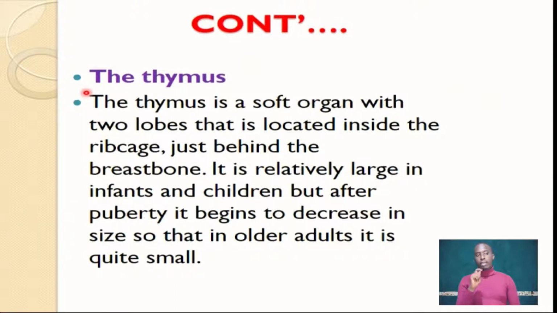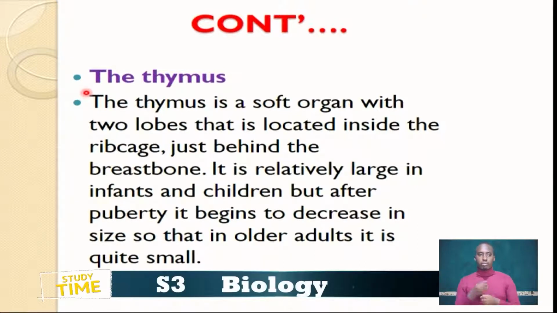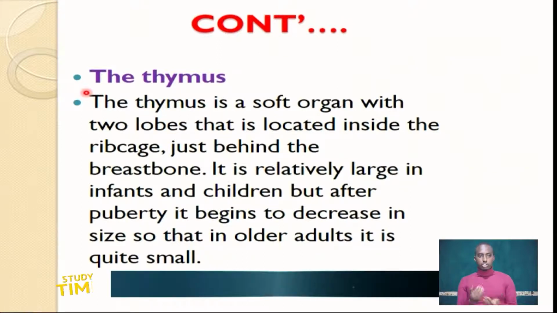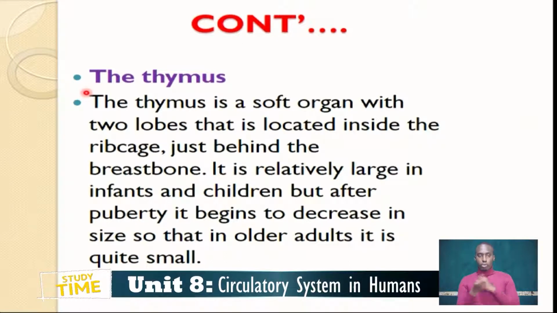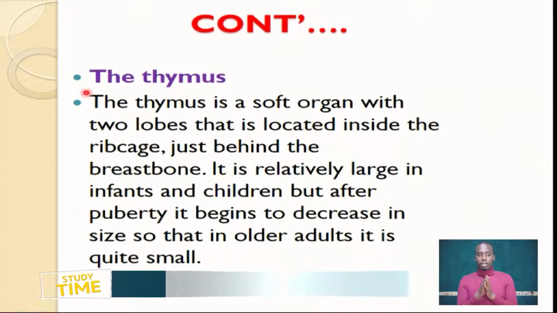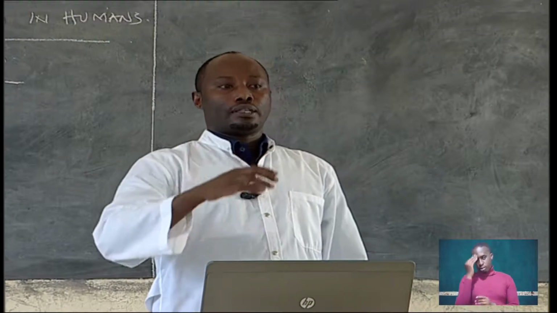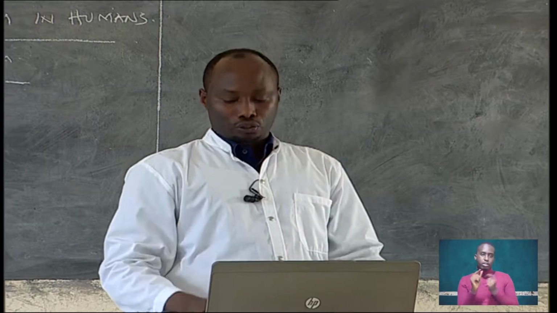We have the thymus, which is located in the chest. It is a soft organ with two lobes located inside the rib cage, just behind the breastbone. You know what I call the breastbone? These are the bones found in the breast. The thymus is relatively large in infants and children, but after puberty it begins to decrease in size, so that in an older adult it is quite small. That's why the immune system in old people is weaker, because the thymus shrinks as the person gets old.